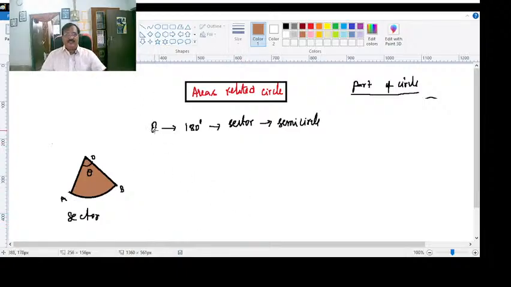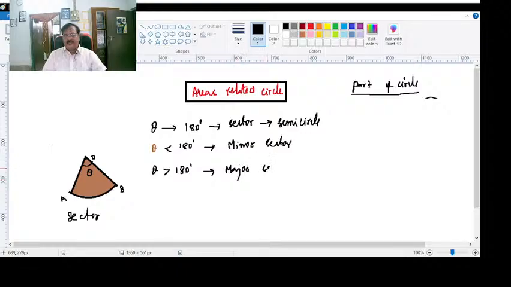If theta is less than 180 degrees, we call it a minor sector. And if theta is more than 180 degrees, we call it a major sector. Whether it is major sector or semicircle, there is no difference. You have to learn a few formulas of this. Sector is one of the important topics. You should be able to do some questions.